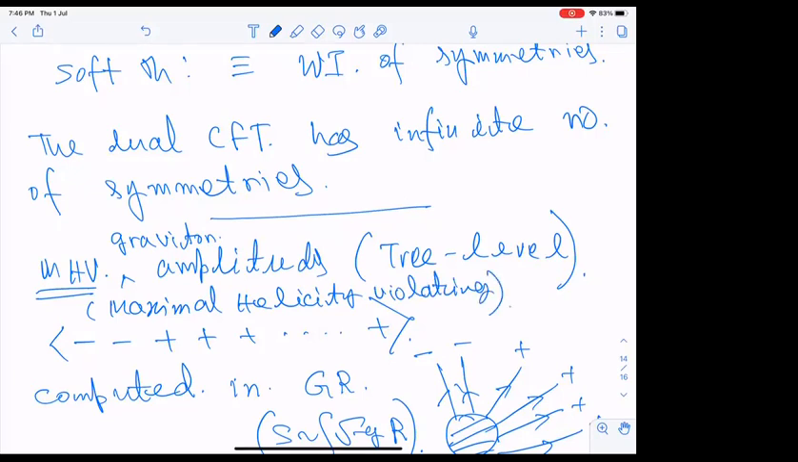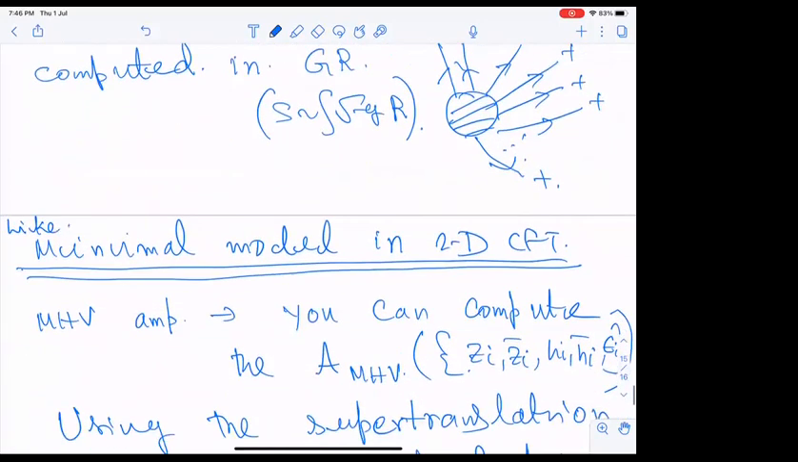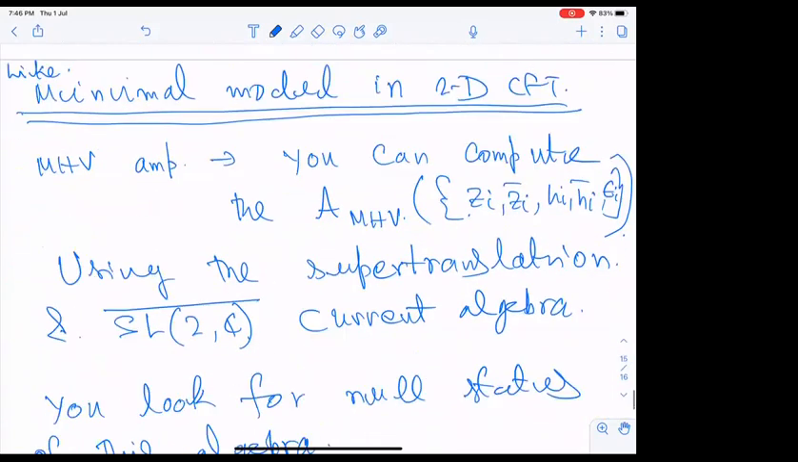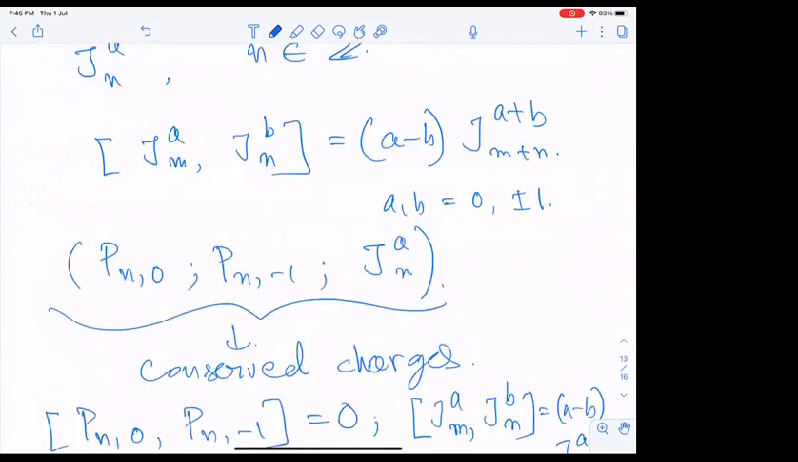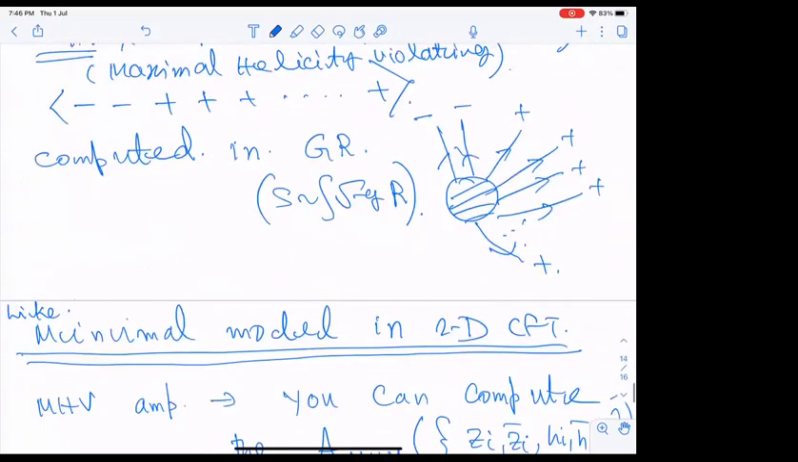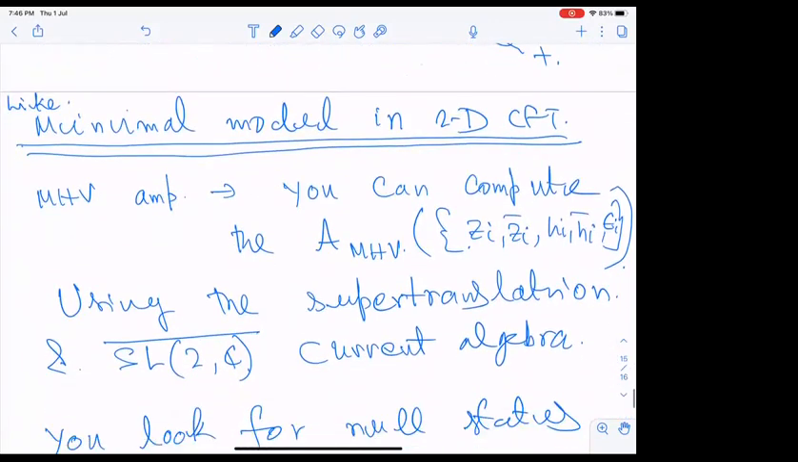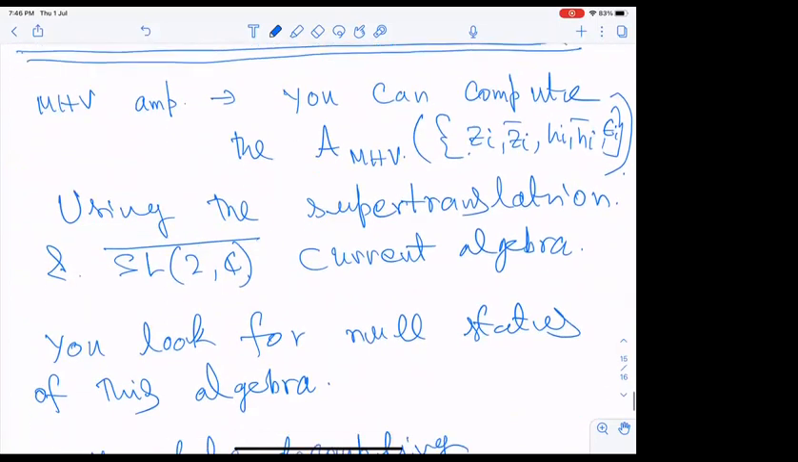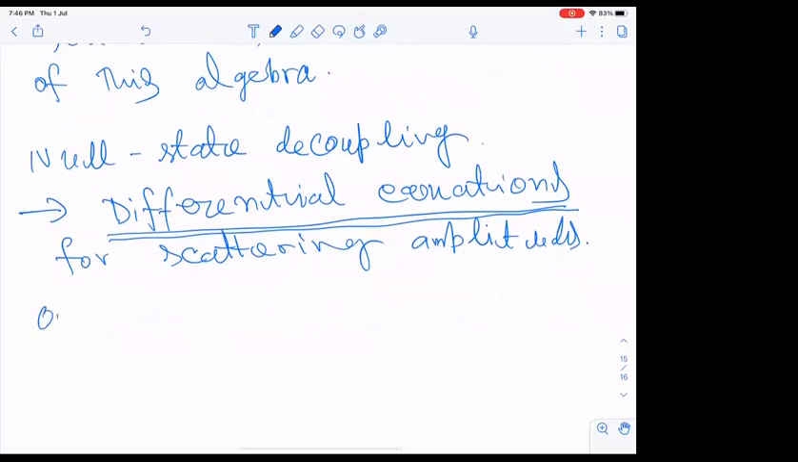Okay, and this can be done actually because of this fact that you have all these infinite number of symmetries. So you have Pn0, Pn minus 1, and Jan. And owing to this, you can actually solve for the scattering amplitudes. And this is basically one of the successes of this celestial holography.